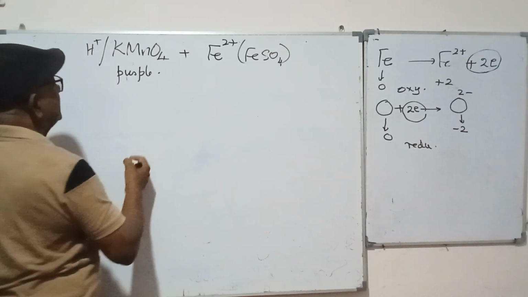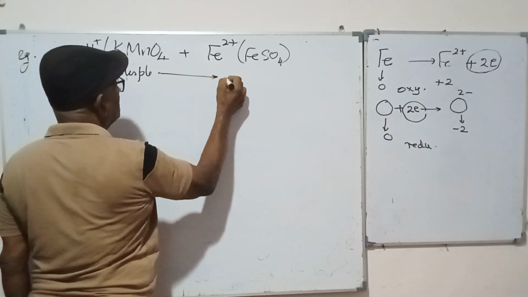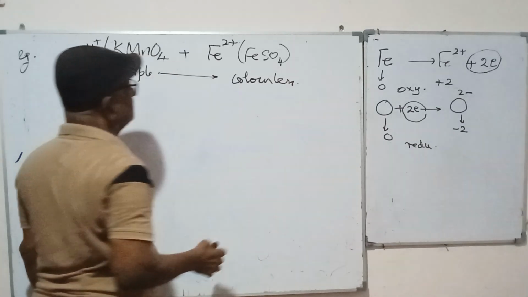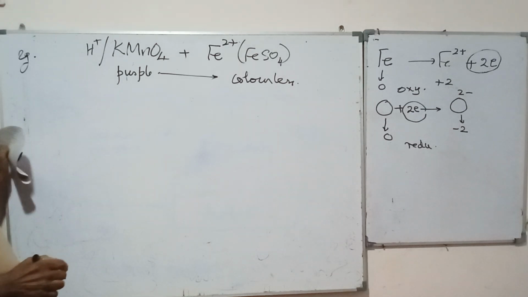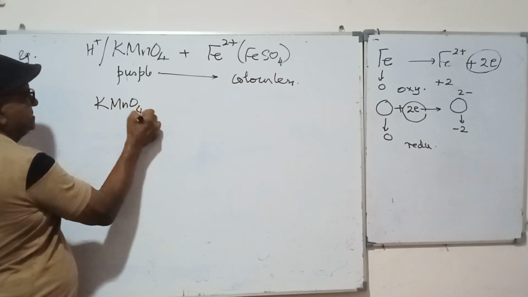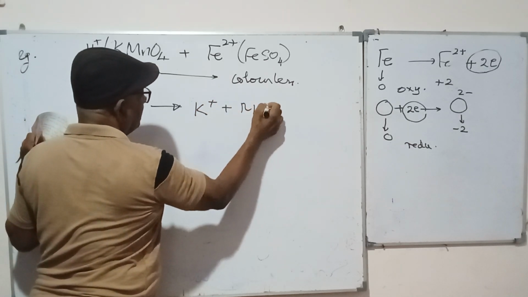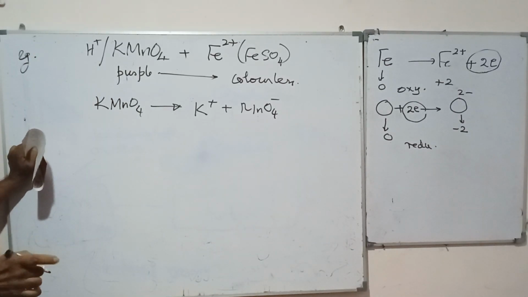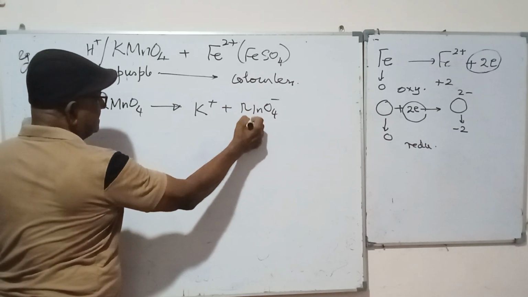So you can observe that they react to give a color change from purple to colorless, mainly. Purple to colorless. Right? Then, KMnO4 ionizes to give K plus and MnO4 minus, the permanganate ion. This has the purple color.